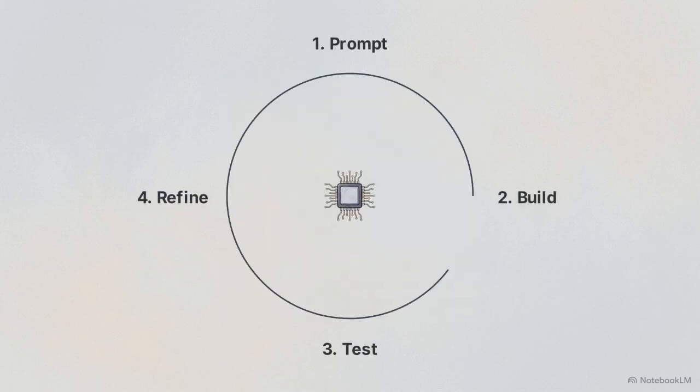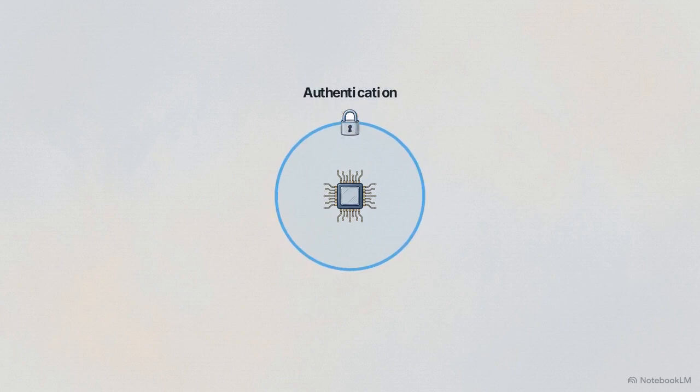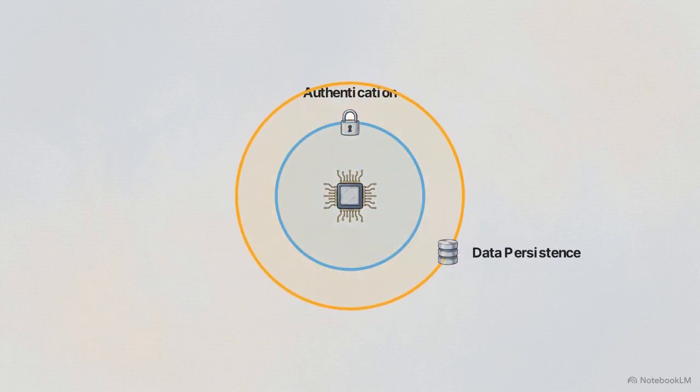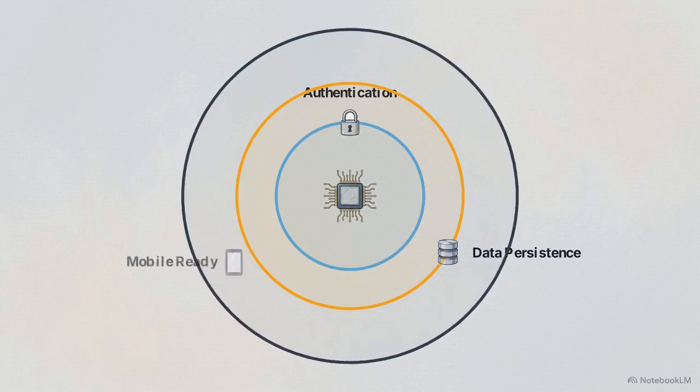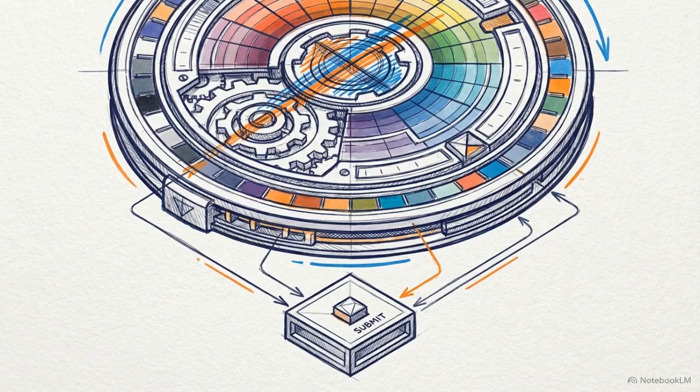Create this tool using a specific development loop. Write a sound prompt, build the output, test functions, and refine errors. Then secure the foundational layers. Your application requires user authentication, data persistence to save information, and mobile responsiveness for any screen. Beginners often ignore these requirements and waste their generation credits on visual tweaks. They spend hours rebuilding the entire app just to change a button color or a font style.